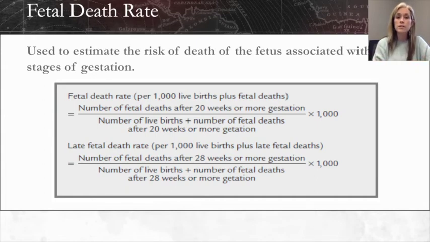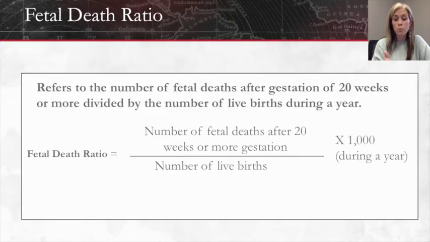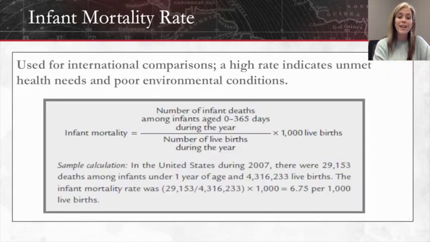And so this is a measure looking at whether maybe there were environmental exposures that we need to examine further, because having high rates of miscarriage after 20 weeks should be rare at that point. So fetal death ratio refers to the number of fetal deaths after gestation of 20 weeks or more divided by the number of live births during a year. So it's very important that you tease out the differences. In this case, just looking at the number of live births in the denominator.